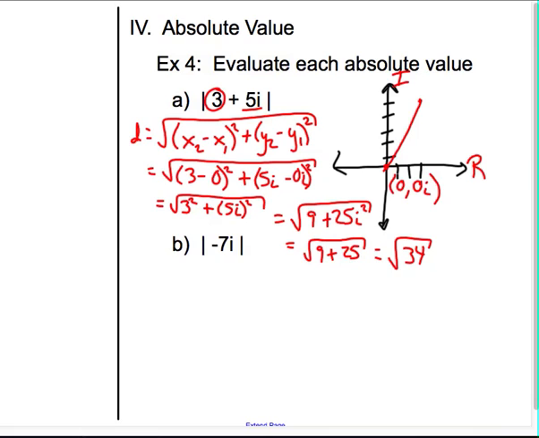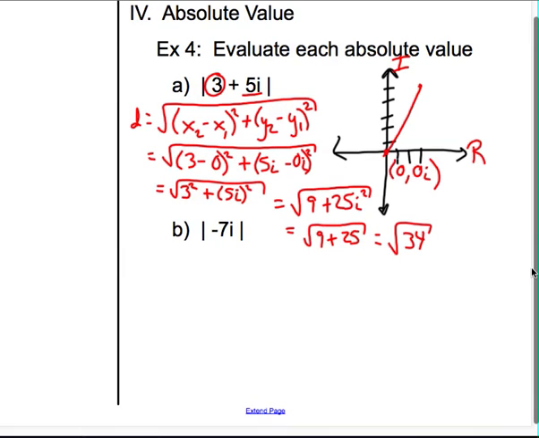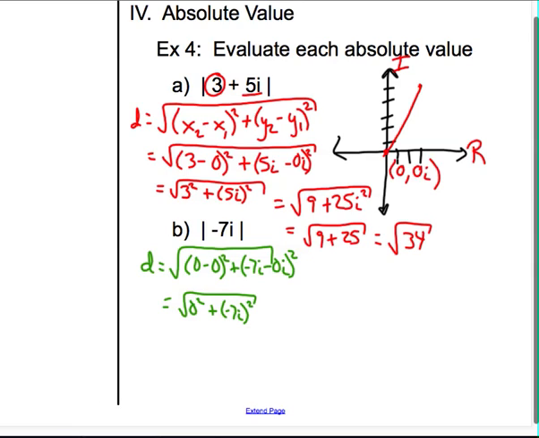For part B, we have no real part. So when we're looking at the distance formula on this one, we'll have 0 minus 0 squared plus negative 7i minus 0i squared. Again, if you want to shortcut that, we get 0 squared plus negative 7i squared. Obviously 0 squared gives us 0. Negative 7 squared gives us 49 times i squared, which is 1. Square root of 49 is 7.